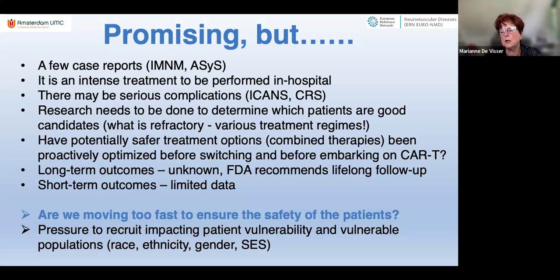Long-term outcomes are so far unknown. The FDA recommends lifelong follow-up, and there are only limited data on short-term outcomes. The question may be raised, are we moving too fast to ensure the safety of the patients? There is quite some pressure, especially from pharma, to recruit, and that might impact patient vulnerability and also vulnerable patient groups.